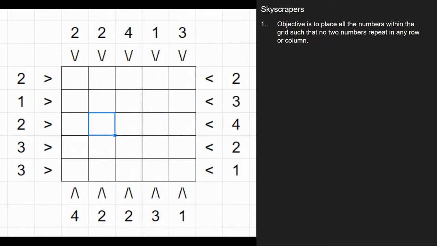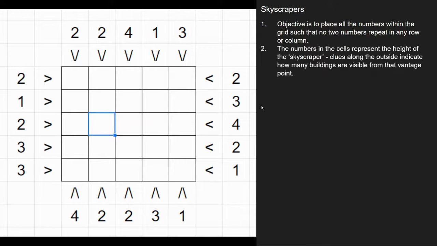The numbers in the cells represent the height of the skyscrapers. So you could think of it as a building. If I put a 5 here, that's a 5-story building. And the clues along the outside are how many buildings would be visible from that vantage point. So again, the way to think of it is this is a city block. We're going to be building skyscrapers in here. And these are people looking at the buildings from that angle.